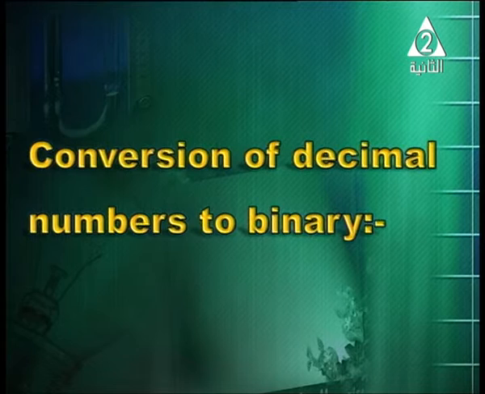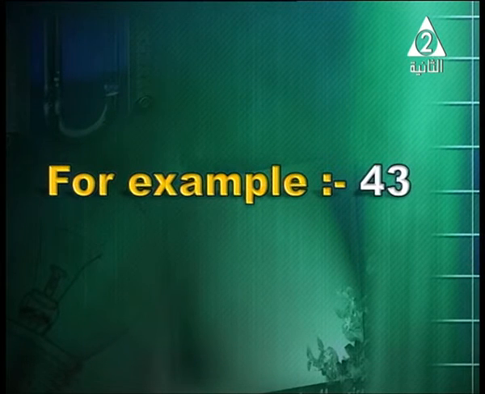And now we'll try to convert from decimal into binary. So, conversion of decimal numbers to binary ones. For example, 43 is a decimal number. We want to encode it into binary codes to take the form of 0 and 1. We'll learn how to do it. First of all, 43 is divided by 2. It will give 21. Remainder here is 1.